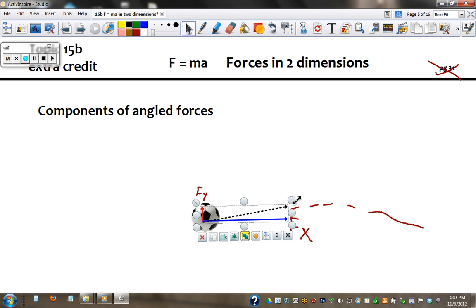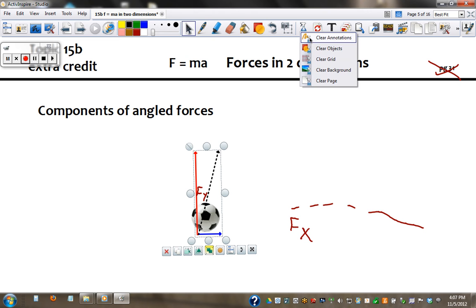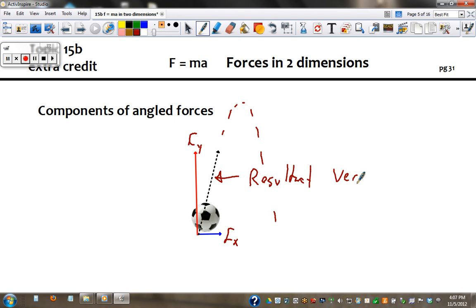Or if you kicked instead, like a drop kick, like a goalie might do, now you have a very high flight and not very far, because there's a little bit in the forward direction and a lot up and down. These are different components of this resultant angle. This is called the resultant. We talked about this during displacement. Resultant vector. This is the component in the x, component in the y.